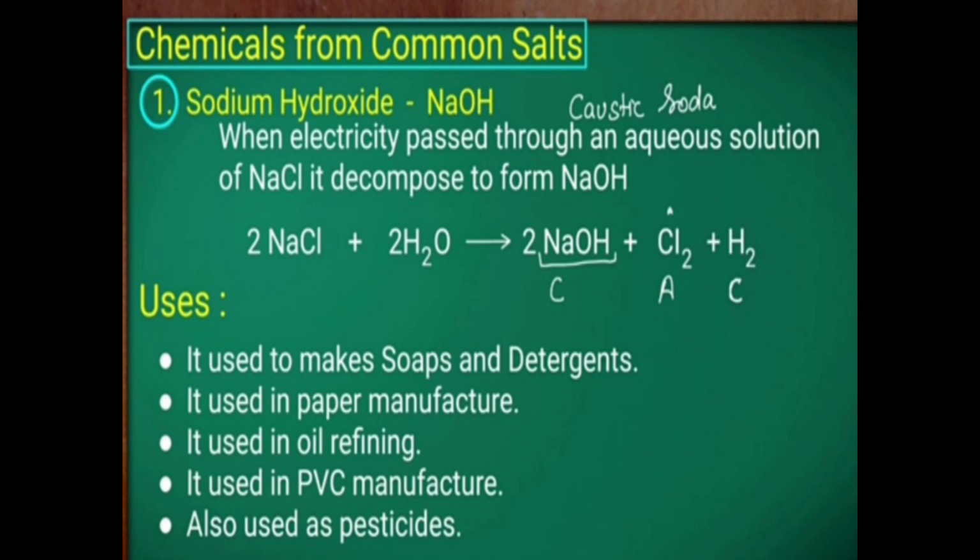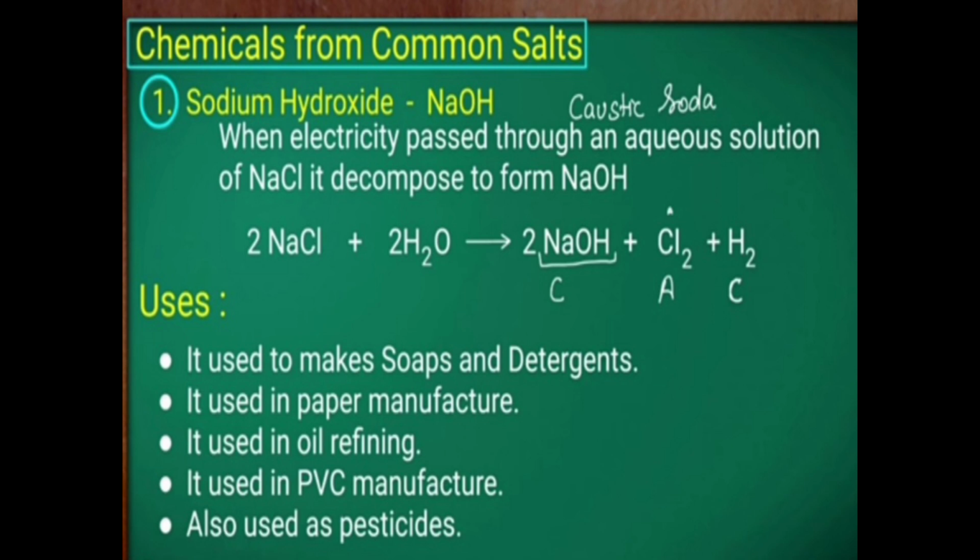Here the chlorine will be formed at the anode, the hydrogen will be formed at the cathode, and NaOH will also be formed at the cathode. So sodium chloride and water react in the presence of electricity and decompose to form NaOH, that is sodium hydroxide, plus chlorine plus hydrogen.